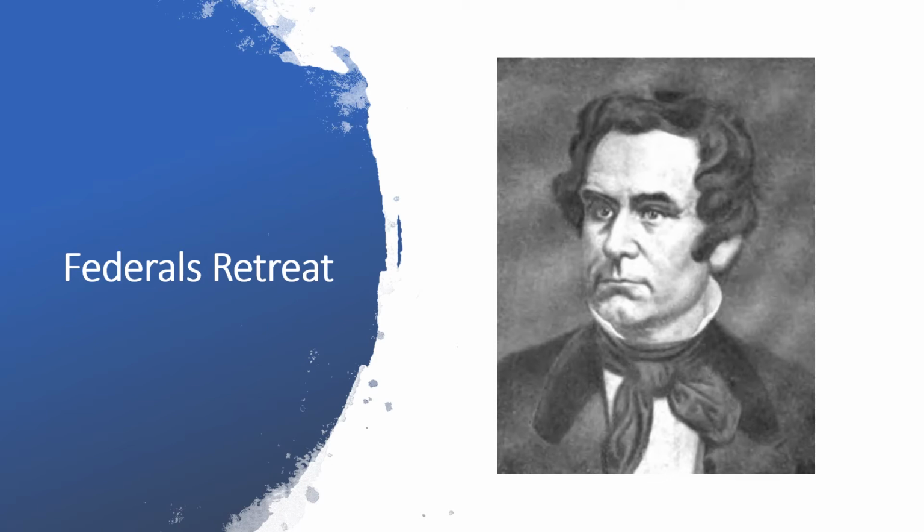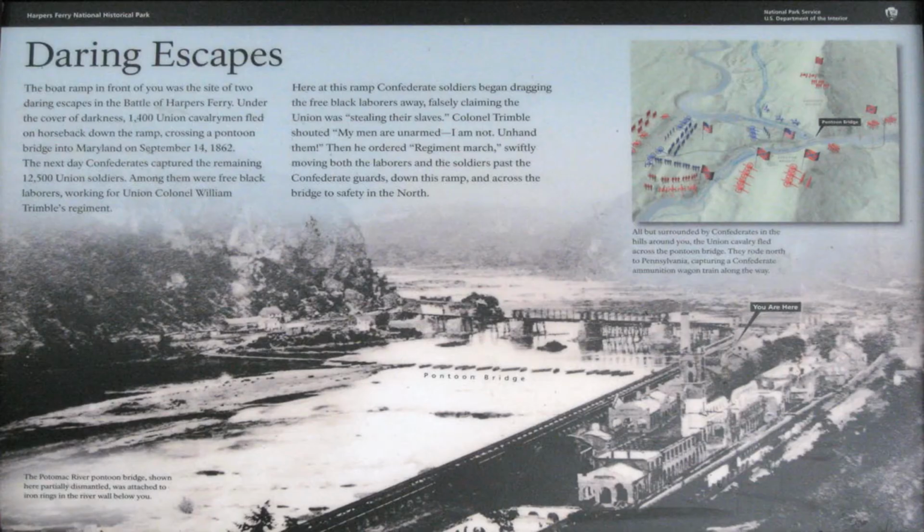Now McLaws was free to place his artillery atop Maryland Heights. And as you can see here, this is the remains of the pontoon bridge. This was the Maryland side. The troops came down, crossed the pontoon bridge, and into the armory grounds at Harpers Ferry.